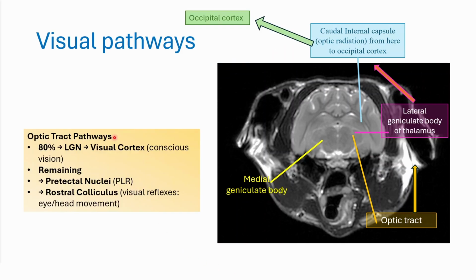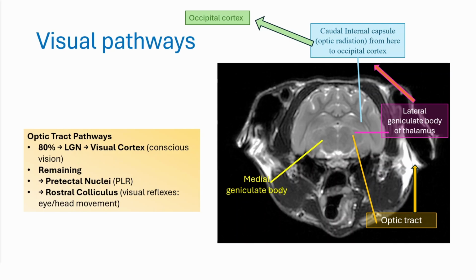So with the optic tract, as I've said before, about 80% of the optic tract goes to that lateral geniculate body of the thalamus, and then on to the visual cortex, and the remaining goes to the pretectal nucleus and the PLR, and then the rostral colliculus, which mediates those visual reflexes, the eye-head movement in reflex to sudden movement in the visual field.